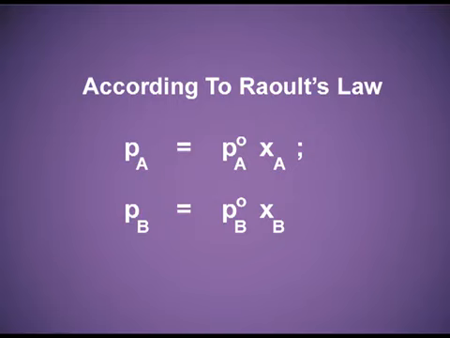And the fourth point is that mathematically it will obey Raoult's law. The mathematical expression is that the partial vapor pressure of A is equal to the vapor pressure of pure A multiplied by the mole fraction of A. Similarly, the partial vapor pressure of B is equal to the vapor pressure of pure B multiplied by the mole fraction of B. So, I have explained the ideal solution.